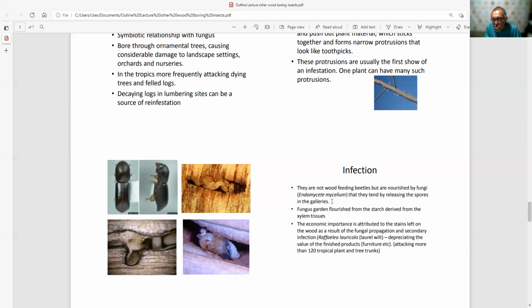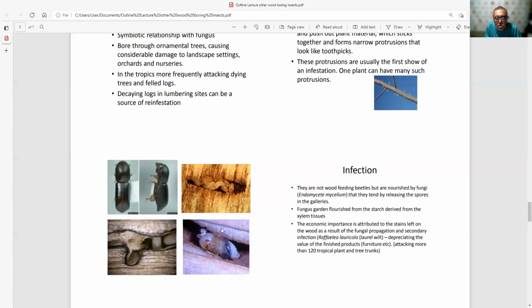When we look at the fungal gardening, the fungus garden flourishes from the starch derived from the xylem tissue. So the fungus itself is being nourished by the starch provided by the wood. The economic importance is attributed to the stains left on the wood as a result of the fungal propagation and secondary infection, Raffaelea lauricola, depreciating the value of the finished product, furniture, etc., and attacking more than 120 tropical plant and tree trunks.